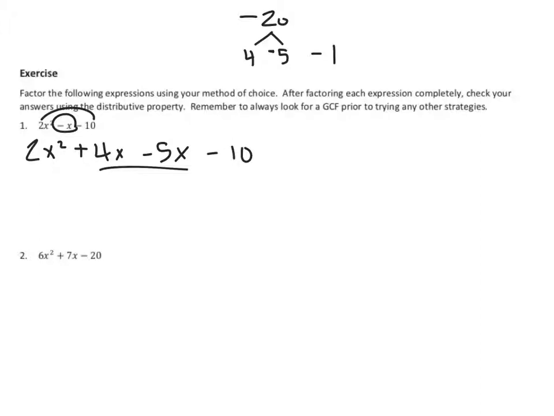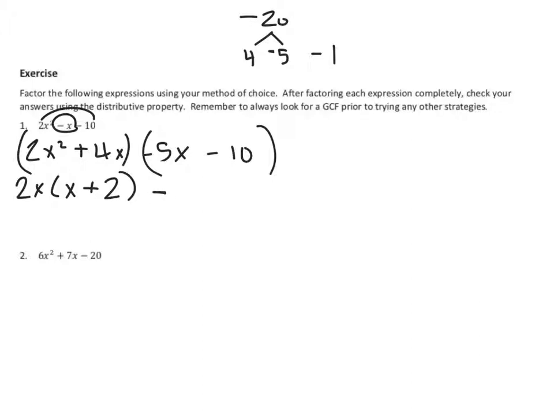And now I want to group the first 2 terms and the last two terms. Notice I've sort of grabbed that negative in front of the 5. I'm going to factor out a 2x. I'm left with x plus 4. Nope, x plus 2.